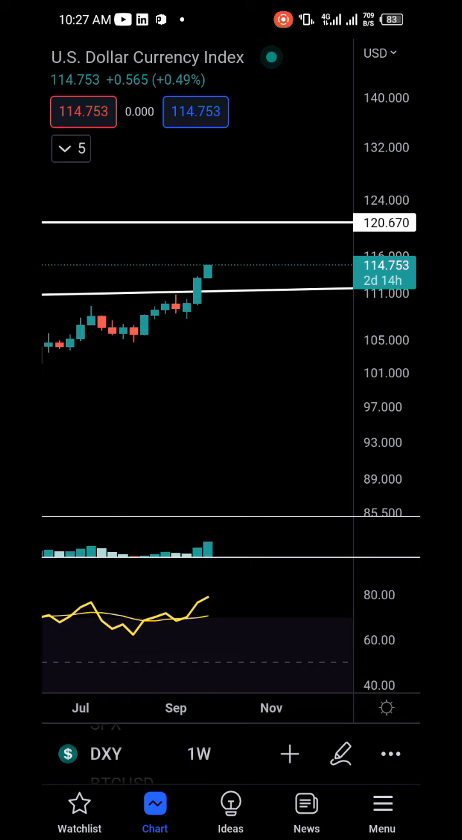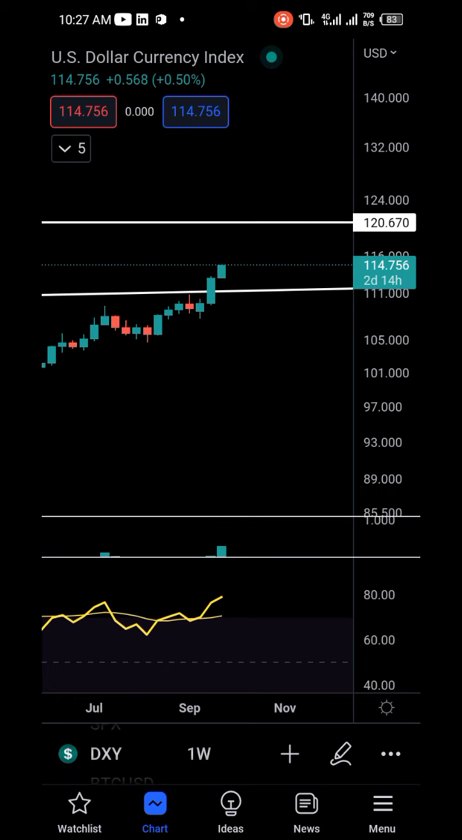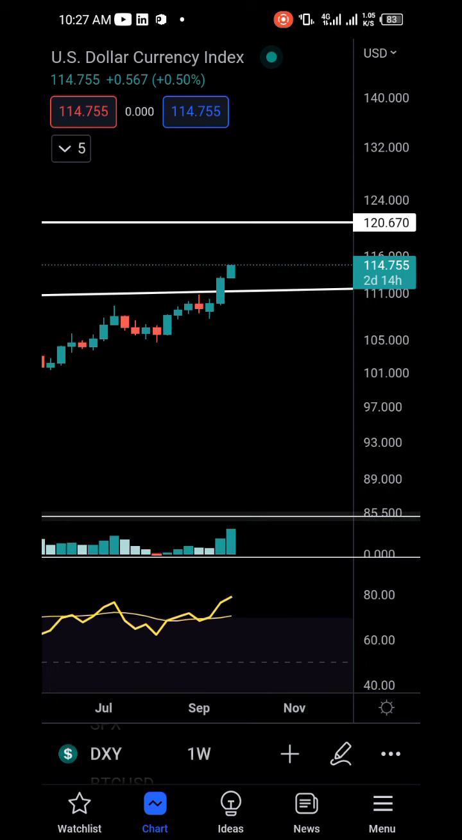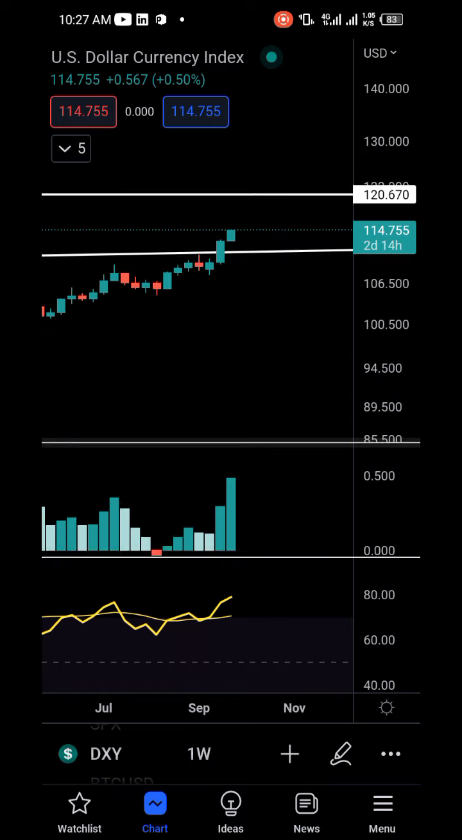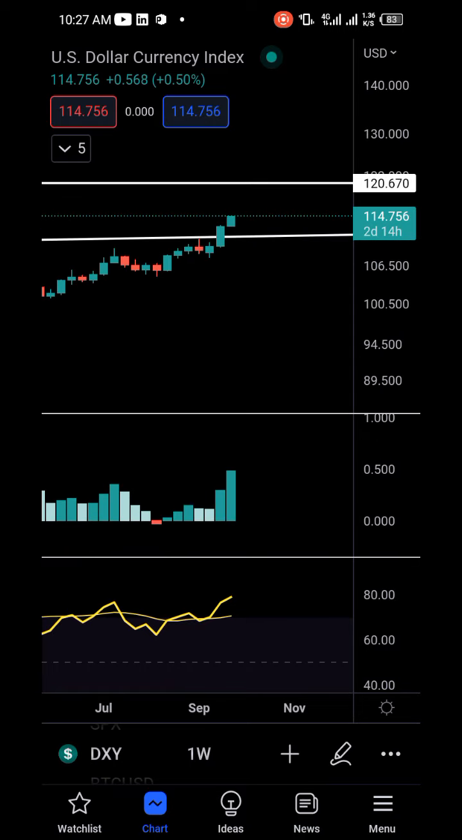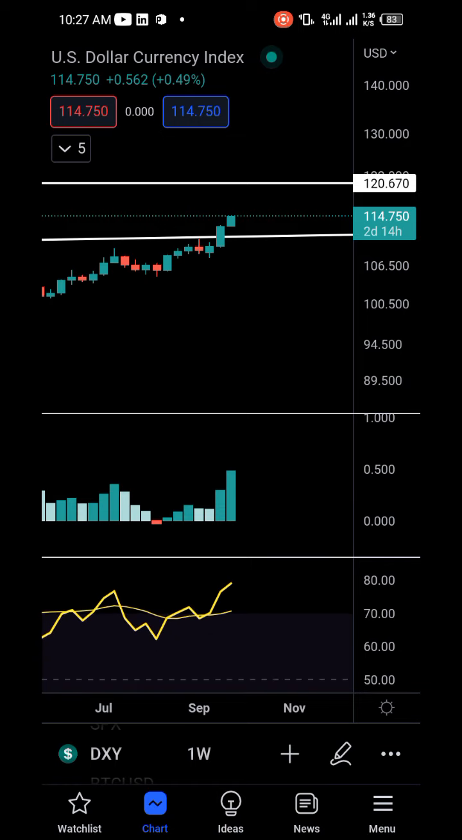And if you even look at the MACD in the dollar index, the MACD looks quite bullish also. The MACD is bullish on a weekly time frame. All right, now we will quickly look at the RSI. The RSI is already in overbought territory, overstretched.